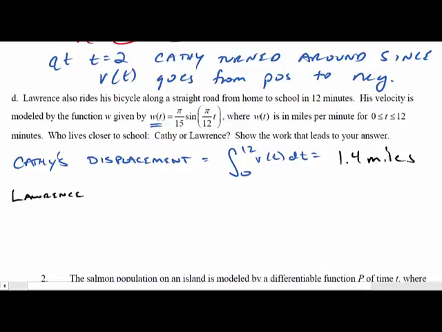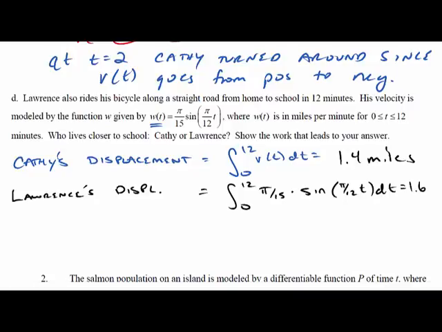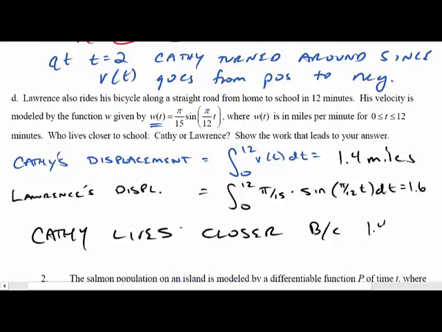Lawrence's displacement would equal this integral from 0 to 12 of pi over 15 times sine of pi over 12 t dt, and a calculator is great for this because it gives me 1.6. So we can clearly see Kathy's displacement is 1.4 miles, Lawrence's displacement is 1.6 miles. So Kathy lives closer because 1.4 is less than 1.6, or you can compare the integrals either way.